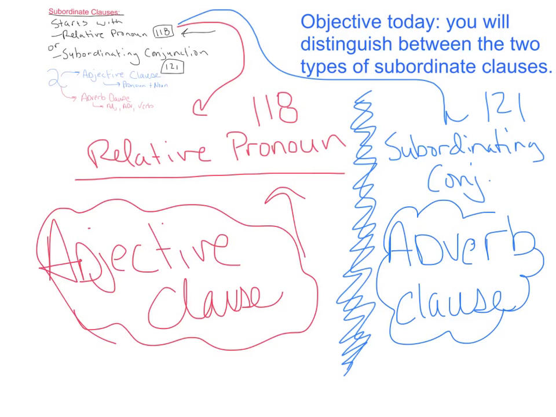So that's what's nice about this. Again, if it starts with a subordinating conjunction from page 121, you know you're dealing with an adverb clause. Most of the time, I'm not going to say this is a definite 100% guaranteed thing, but most of the time it modifies the verb. There are those occasions that it modifies something else. So today it's very easy, right? Does it start with a relative pronoun or does it start with a subordinating conjunction?